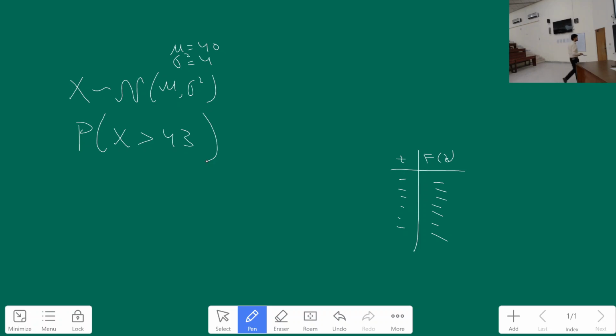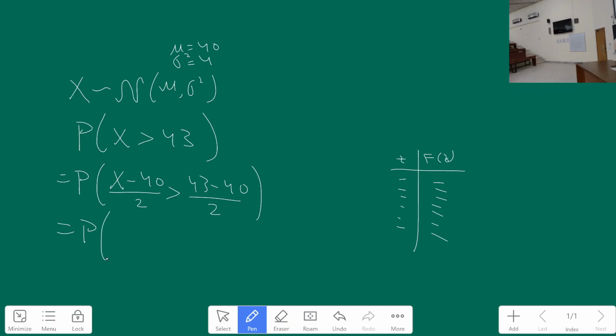Firstly, you do as you did before. You say this is the probability x minus 40 divided by 2, the standard deviation, greater than 43 minus 40 divided by 2. Now this is standard normal. It is Z greater than 1.5. But now you have a problem. What's the problem? This is standard normal, but the table is not written for greater than. The CDF is less than. So what do you do?